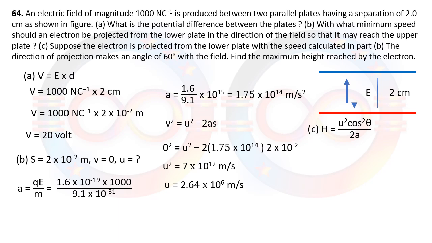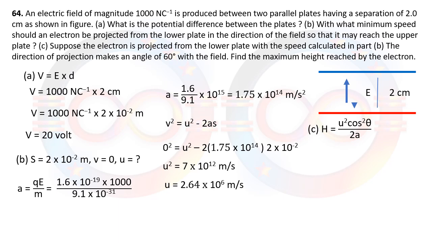C part in the question is being asked: suppose the electron is projected from the lower plate with the speed calculated in part B. The direction of projection makes an angle 60 degree. Now if you see this, it is the case of simple inclined projectile motion. 60 degree with the field, find the maximum height reached by the electron.